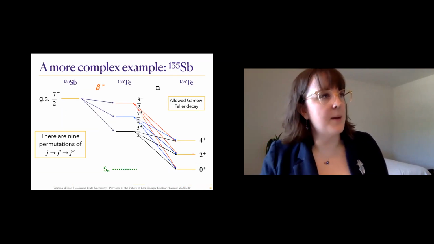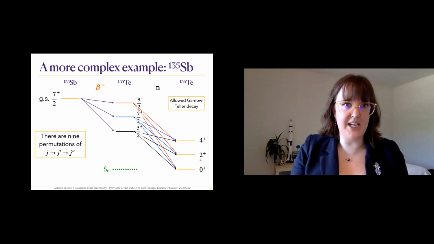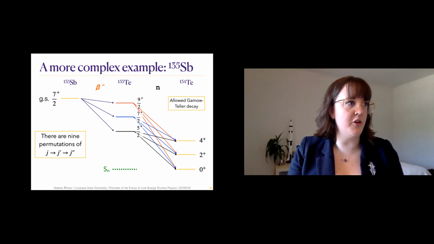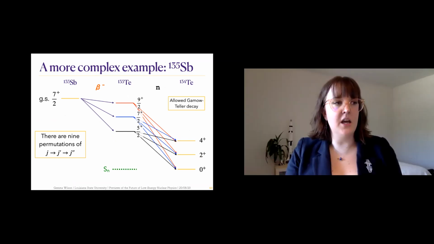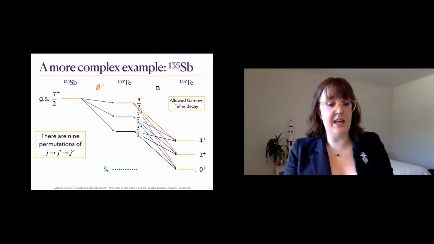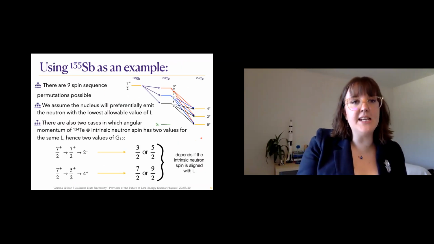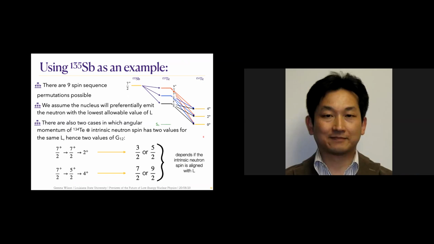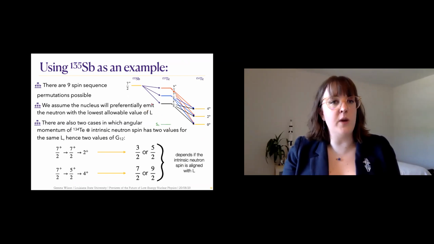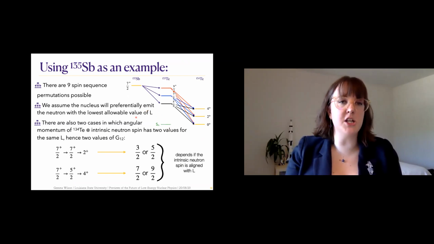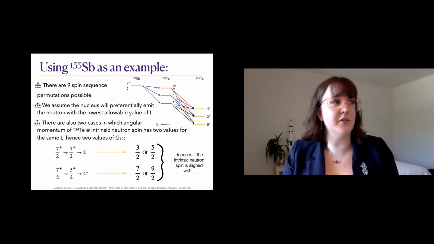A more complex example is antimony-135. So in this case, there are 9 permutations of the spin sequences. So there are 3 states that we can populate in the emitter, and then 3 different states we can populate in tellurium-134. So in the cases where there's more than one value of L that could be emitted with the neutron, we assume that the nucleus will preferentially emit the neutron with the lowest allowable value of L. We only simulate that version.